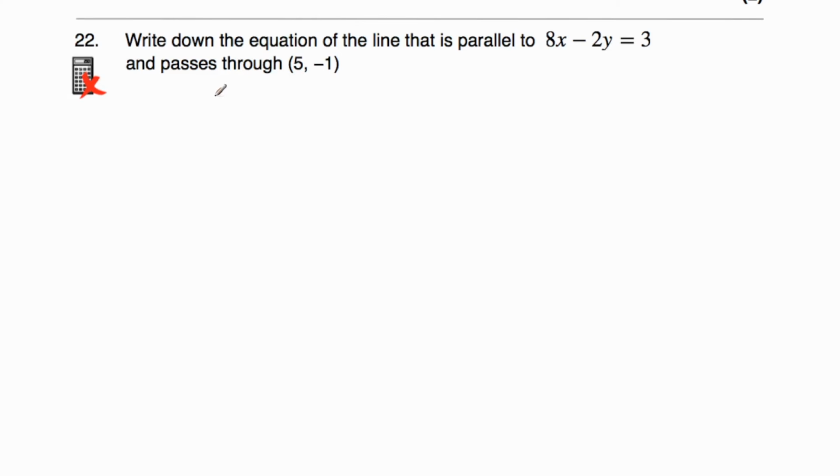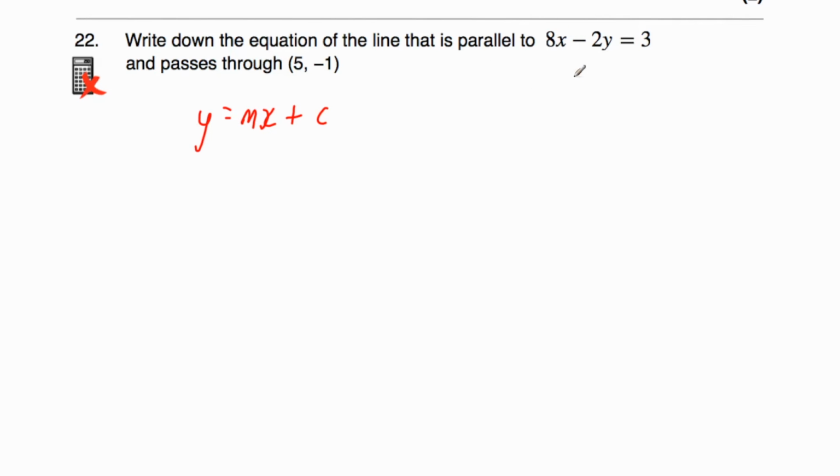So question number 22 says, write down the equation of the line that's parallel to 8x minus 2y equals 3 and passes through the point (5, -1). So whenever we're doing this, we know that the equation of the straight line that's parallel to this would be in the form y equals mx plus c. So we want to find our m and we want to find our c. So m is the gradient of the line, and because it's parallel to this line, it would have the same gradient.